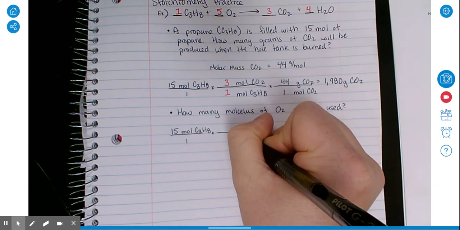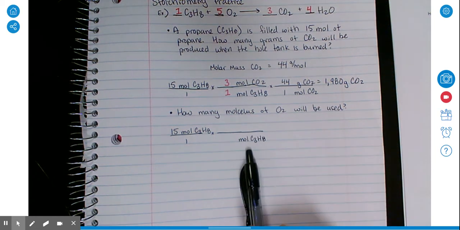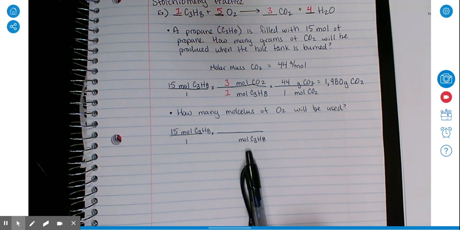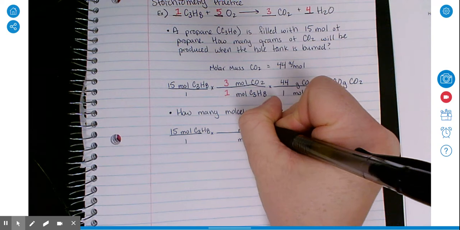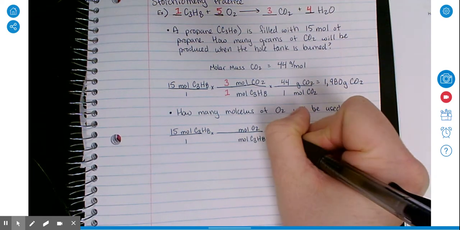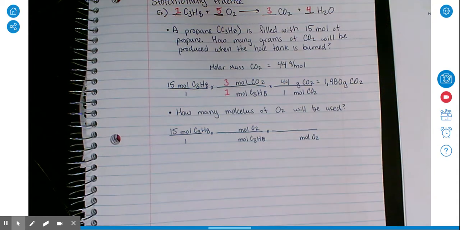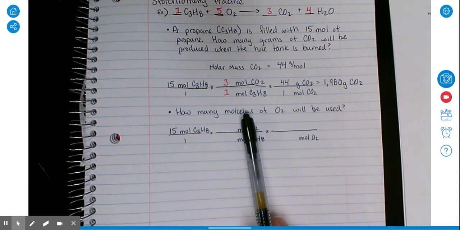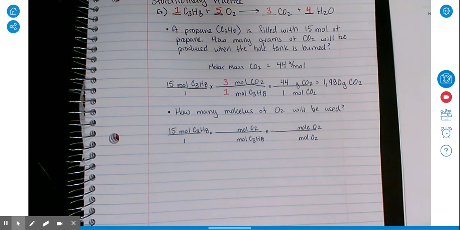And I know that label is going to cancel, so it's going to go to the bottom. This time I want to calculate O2, so from moles of propane, I can go to moles of O2. Moles of O2 is not my end goal, so that's going to need to cancel and drop to the bottom. From moles of O2, I can go to molecules of O2 using Avogadro's number.